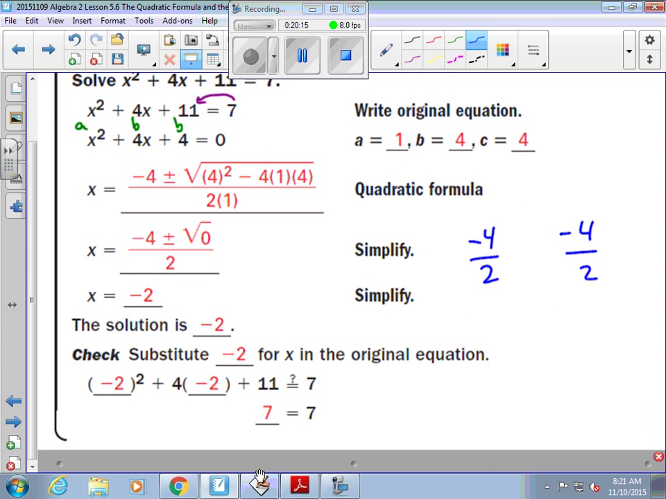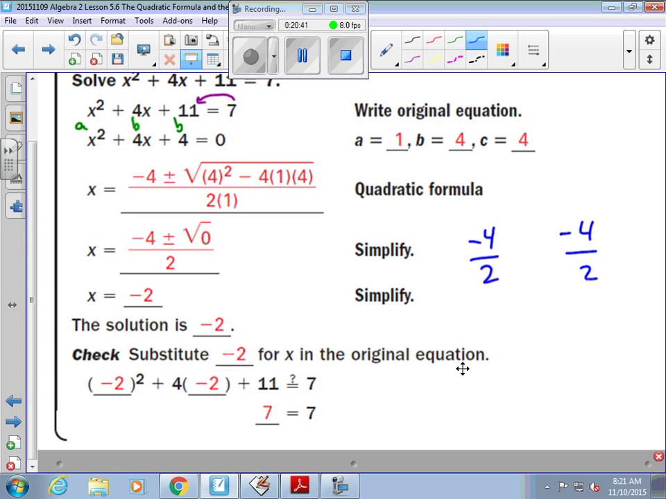So if you plug that back into the original equation, x squared plus 4x plus 11, in place of x is equal to 7. Negative 2 squared is positive 4. 4 times negative 2 is negative 8. So 4 minus 8 is negative 4, plus 11 is equal to 7. So 7 is equal to 7. You get a true statement.